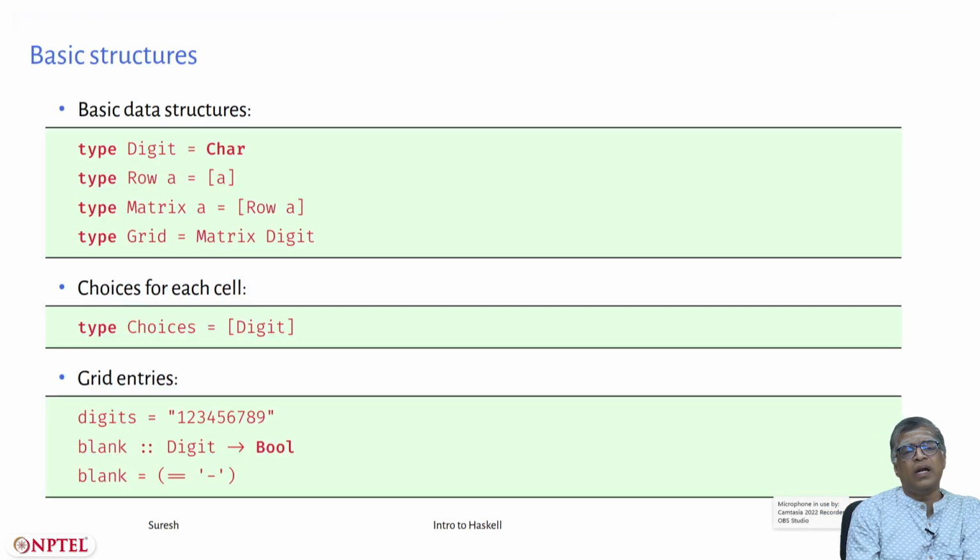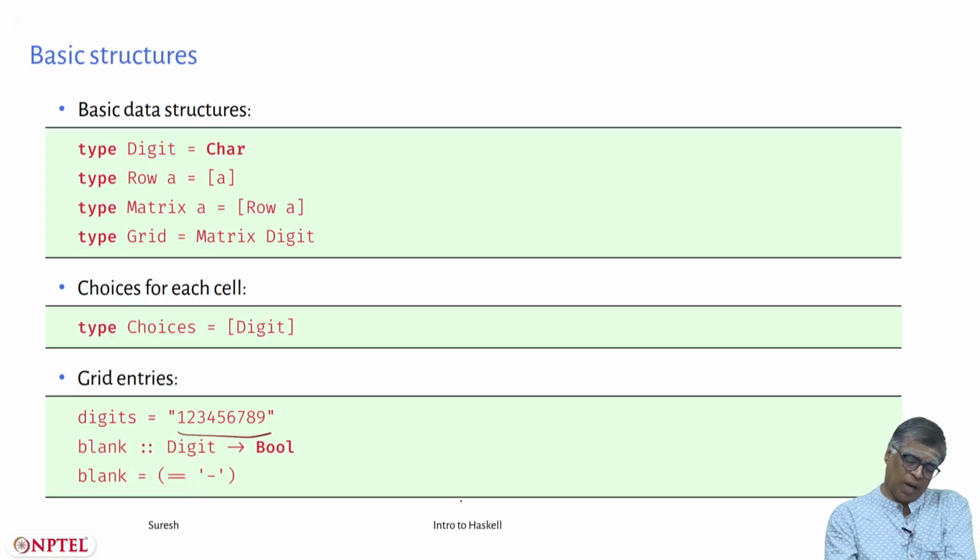And here are the grid entries. So digits is 1, 2, 3, 4 to 9, and I am using hyphen to denote blank. Blank is a Boolean predicate of type digit arrow Bool, and it says it will be true if the character is hyphen, otherwise it will be false.